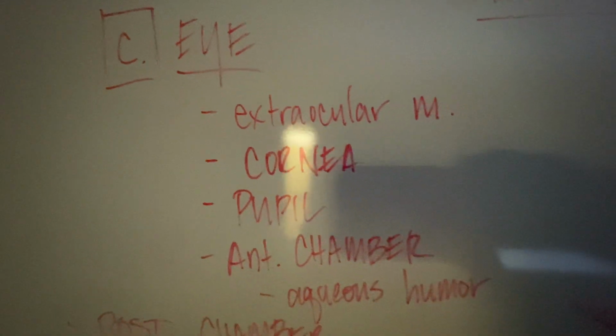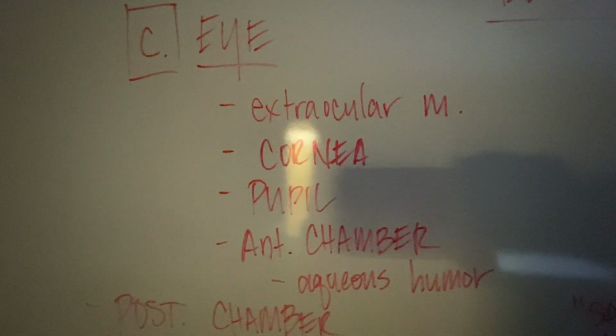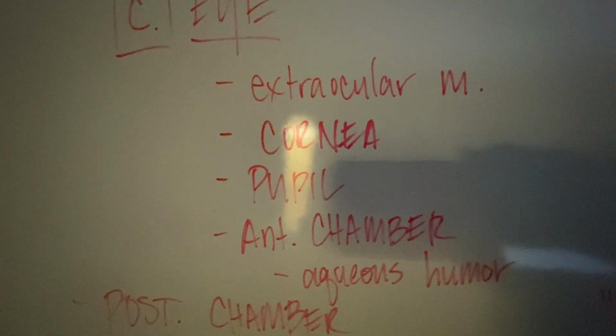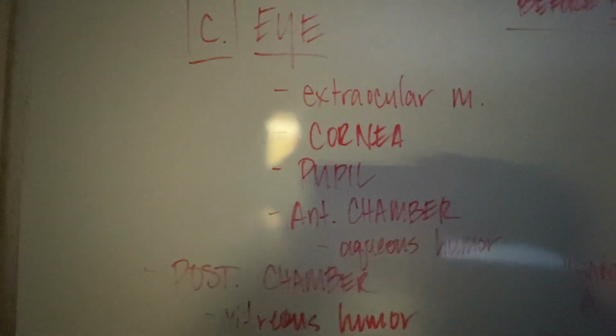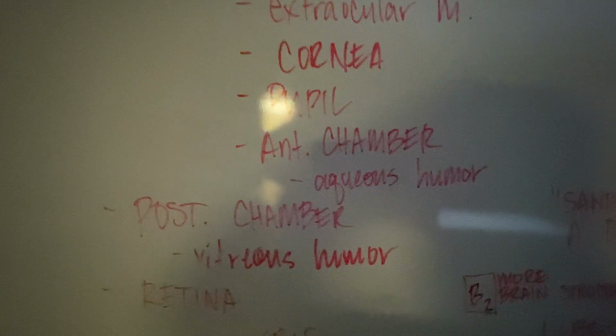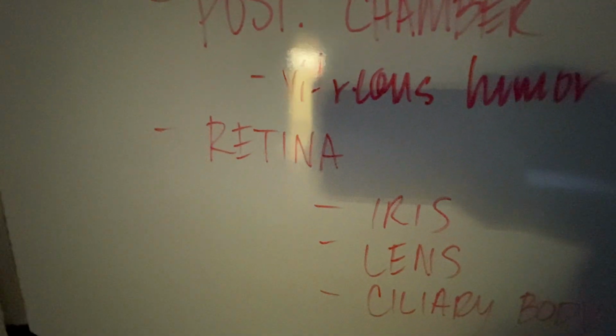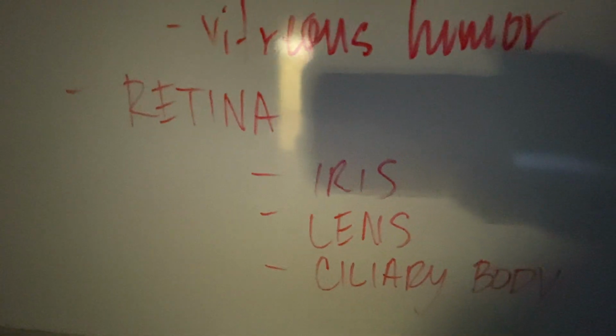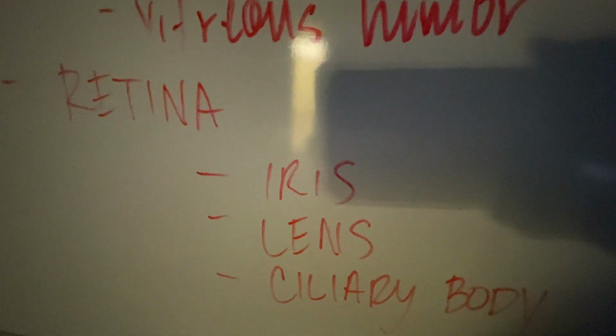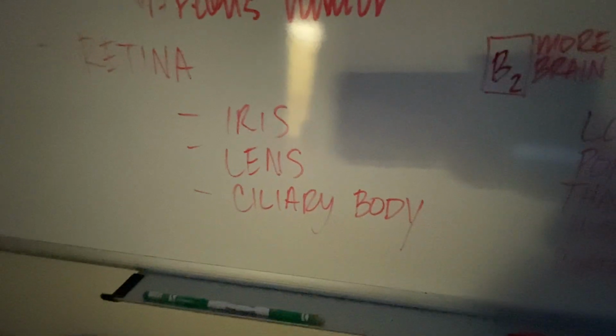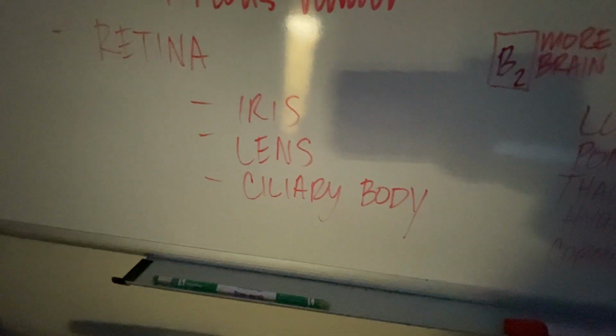So those are the items that you'll be tested on. They are noted here on the board. Maybe you can see it. Regarding your eye, extraocular muscles, just know that they're extraocular muscles. I won't ask you which one's which, but eventually you're going to need to know that. Cornea, pupil, anterior chamber with aqueous humor, posterior chamber with vitreous humor. Note the retina is the innermost layer. Note the location of your iris, the colored part of your eye, lens, and your ciliary body and ciliary muscle.